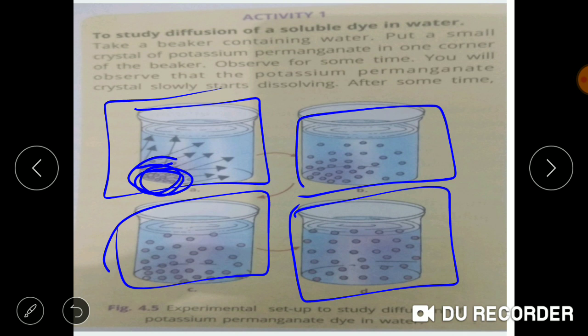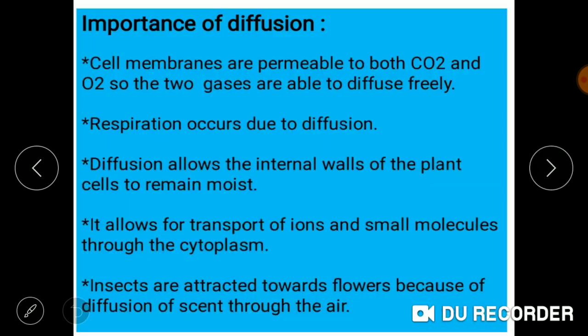So we can see in diagram D that the molecules are uniformly distributed throughout the beaker. They moved from higher concentration, which was at one of the corners, to the lower concentration at the other corners, and they kept on moving until they were uniformly spread, until equilibrium was maintained.